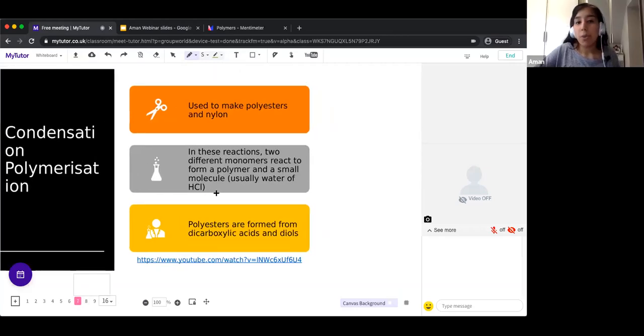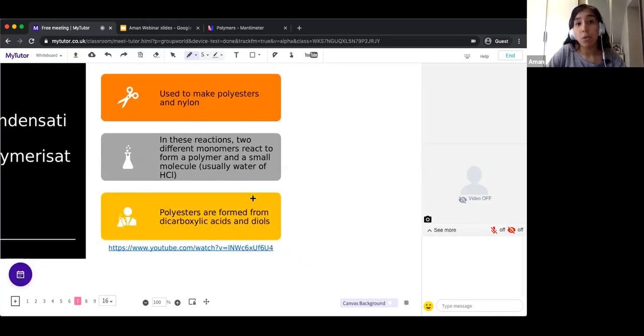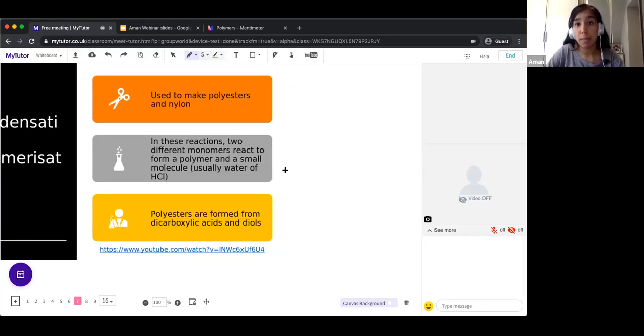Okay, so as I said, a dicarboxylic acid and a diol make an ester. So you don't really need to know how to draw it. And what I will do is tomorrow's lesson at the beginning, I will draw it out for you. But for today, I'm just going to explain it.